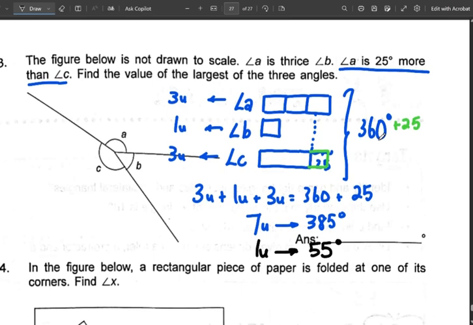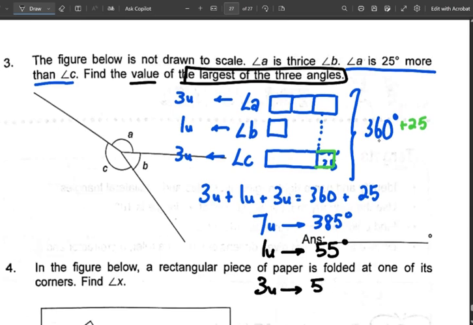The question says, find the value of the largest of the three. Which is the largest? Is it A, B, or C? C is the largest? No, C is not the largest. A is the largest. So they are basically telling you, can you find 3 units for me? Am I making sense or not making sense? Okay, so you want to do 55 times 3. When you do that, you get an answer of 165 degrees. Simple? Okay, so that's how you would solve a question like this.